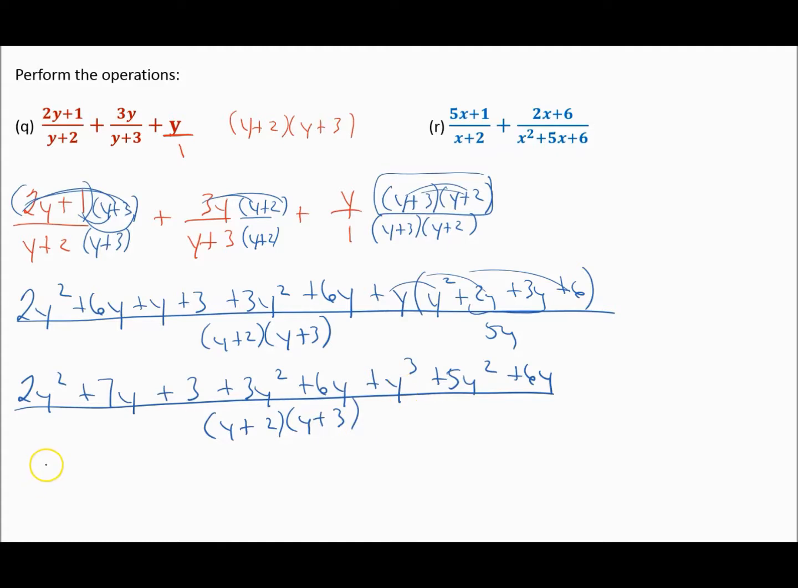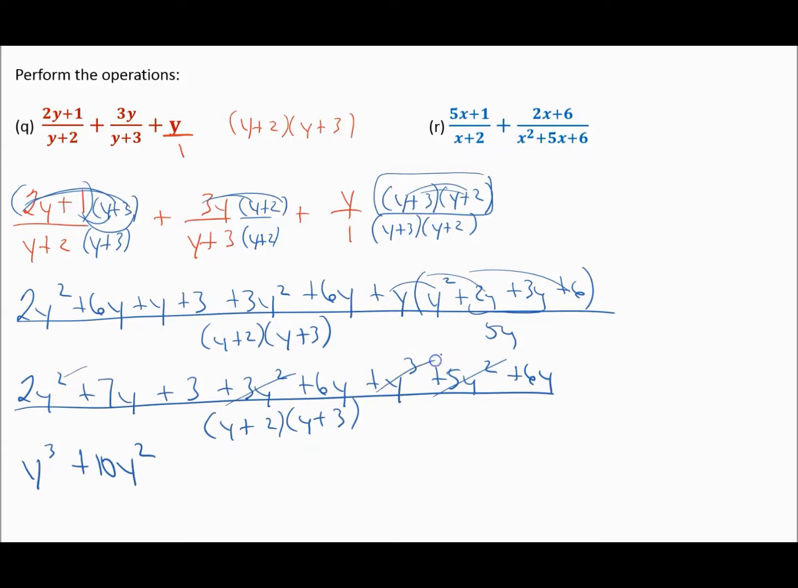Notice I have a y to the third. I'm going to write that first. Y to the third. Let's look at our y squared. So I got a 2y squared and a 3y squared, which is 5y squared. Plus 5y squared is 10y squared. So I've worked with 2y squared and 5y squared and 3y squared. Yeah, it's definitely 10y squared.